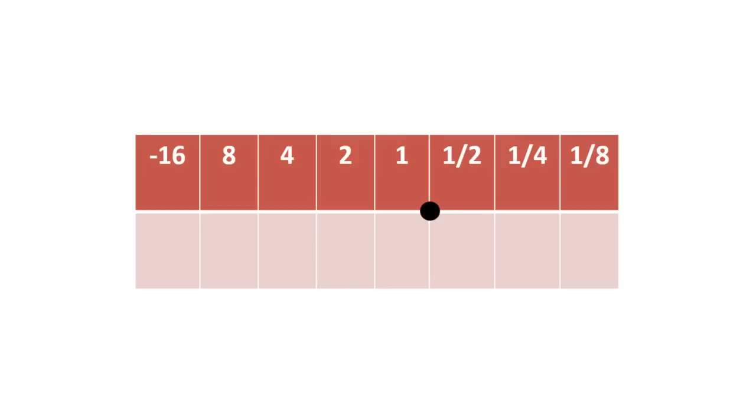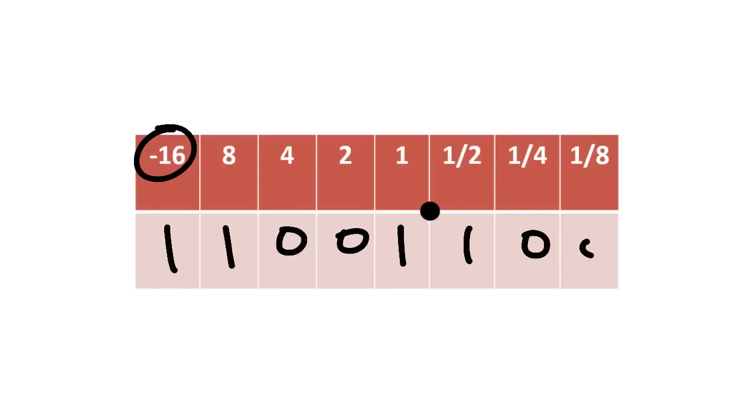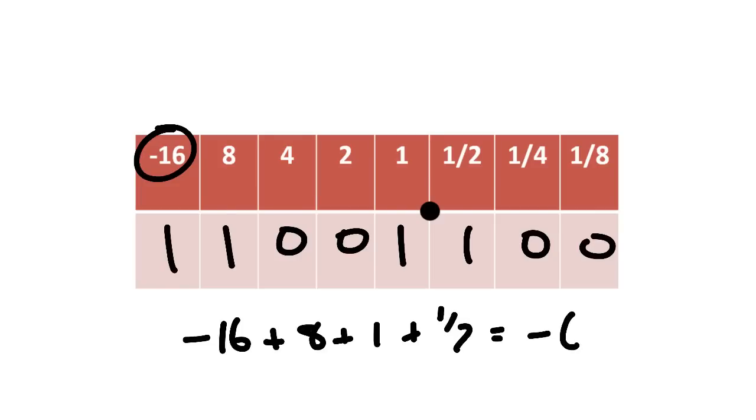Now let's look at one more example, minus 6.5. Now because this is a negative number, the most significant bit must be a 1. So 1 minus 16, 1 eight, no 4's, no 2's, a 1 and a half. So that is minus 16 plus 8 plus 1 plus a half, which equals minus 6.5.